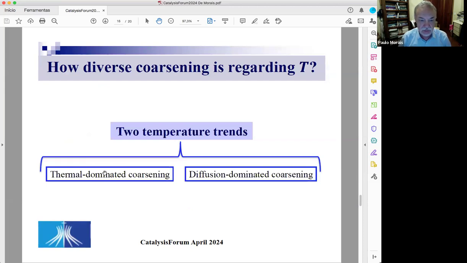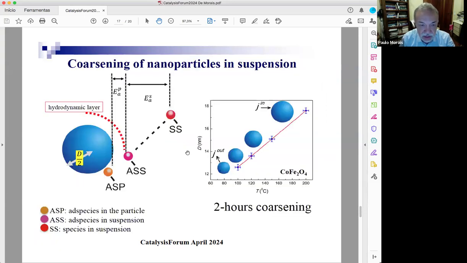So when we try to analyze this information, we can see that there are two different trends regarding the temperature influence. One is thermal-dominated coarsening, and the other is what we call diffusion-dominated coarsening. So let's see in more detail how this happens.